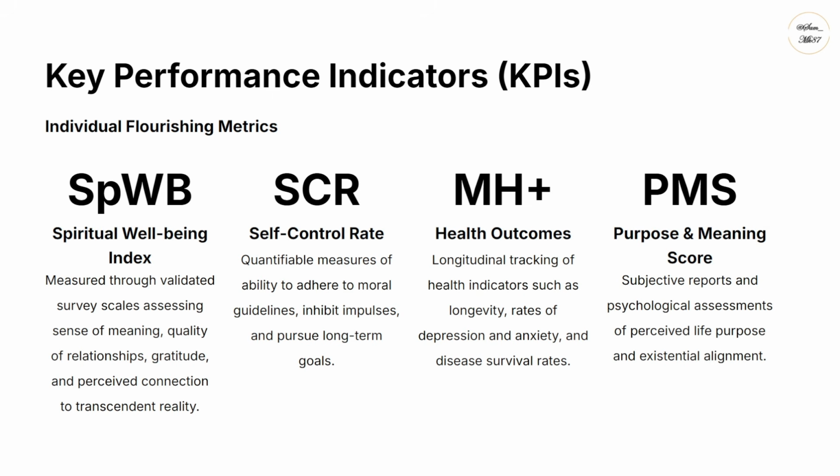Or we have self-control rate, which is a behavioral metric that quantifies one's ability to follow moral guidelines, and also inhibit impulses and maintain alignment with long-term goals. Or MH plus, which refers to aggregated mental health outcome. These are some key KPIs that can be used to evaluate, and of course for AI, we can think of the same things as well.